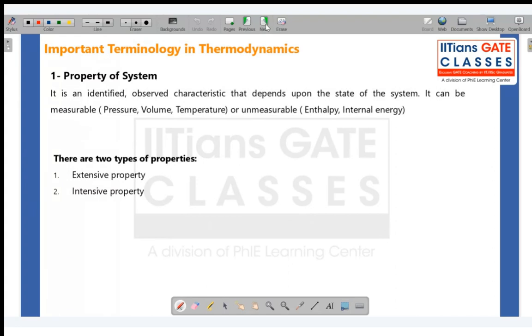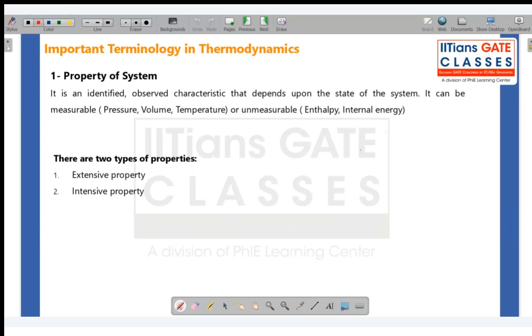What is the property? Property is, you see, if I want to describe you, how would I describe you? For example, what is your height, what is your weight, what is your qualification. So basically it's the characteristics. If I want to define something, I will define it by the characteristics of that thing.